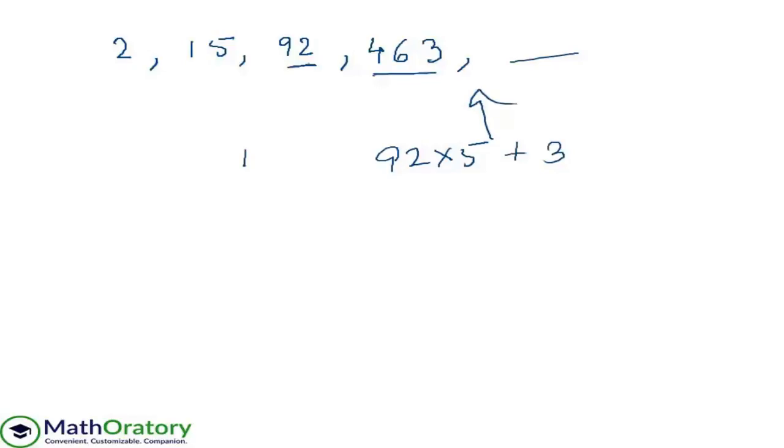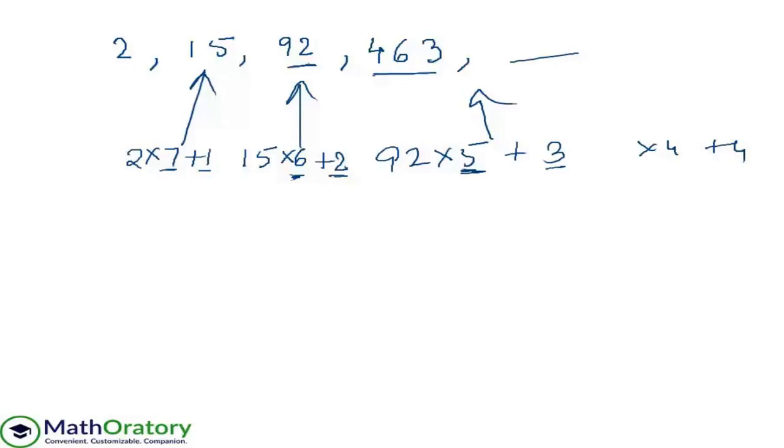Again, for 15, this is 6 times. 15 into 6 is 90, but then plus 2. Hopefully you can observe the pattern straight away, but if not, I hope this much is evident. The previous one is 2 into 7, that is 14, plus 1 gives us 15. I hope you understood this. Into 7 plus 1, into 6 plus 2, into 5 plus 3. The next one should be into 4 plus 4.